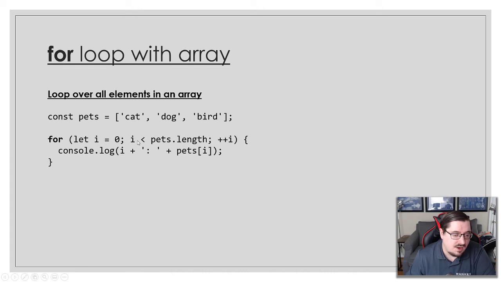I'm going to go as long as i is less than the length, because remember our array indexes always start with 0. So we go up to 1 less than the length. This has 3 elements, so this would be index 0, 1, and 2. Notice that there's no index 3, which is why we need to do less than the length. Okay, and then we go i plus plus, or plus plus i. For each iteration in the loop, I'm going to write out i, and then write out the value of that pet. So this is going to write out 0 colon cat, 1 colon dog, 2 colon bird.